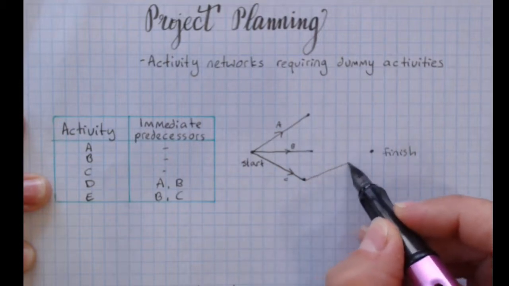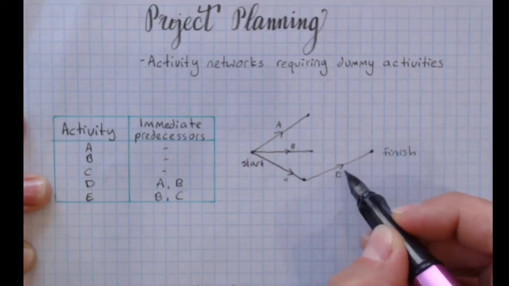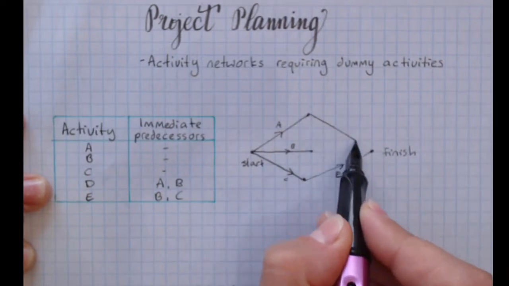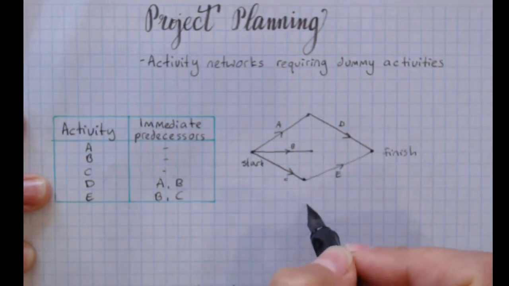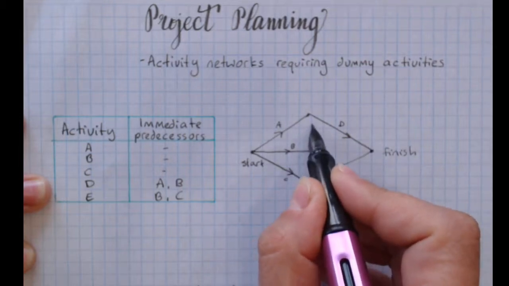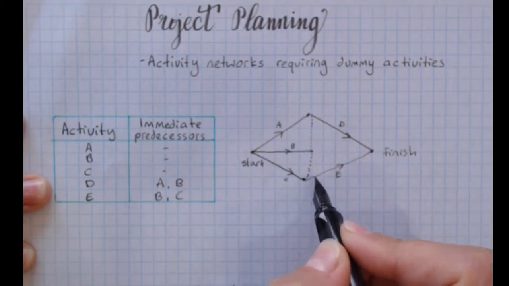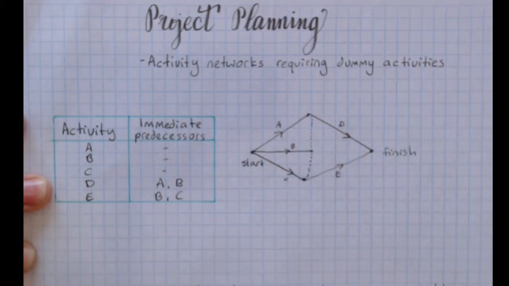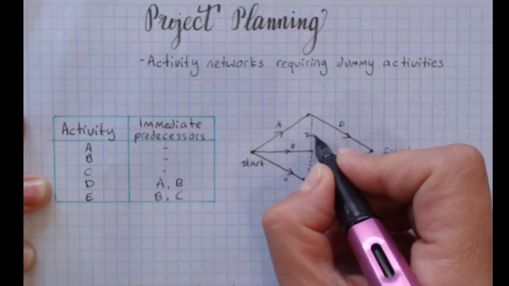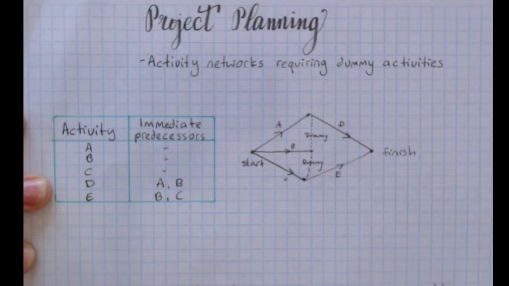So what we do is we know that E needs C, so we'll pop E in. We know that D needs A. They both need B, so we could do a dummy activity off B with a dotted line to show that B needs to go to D and to E. And we can label that as a dummy. But really it's quite obvious that it's a dummy because we've got the dotted lines there.